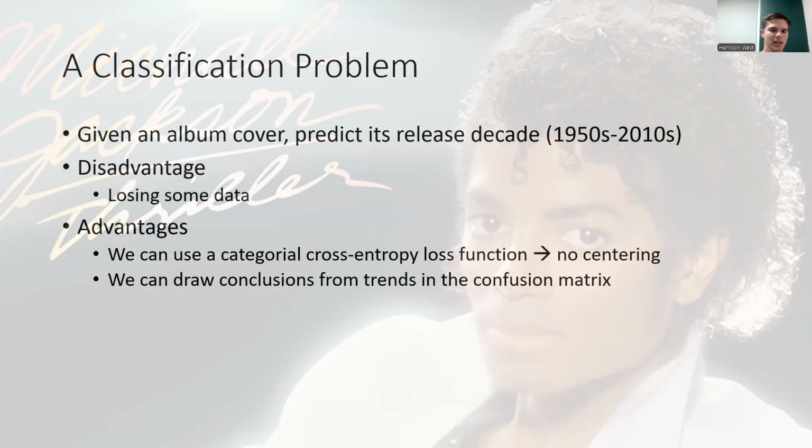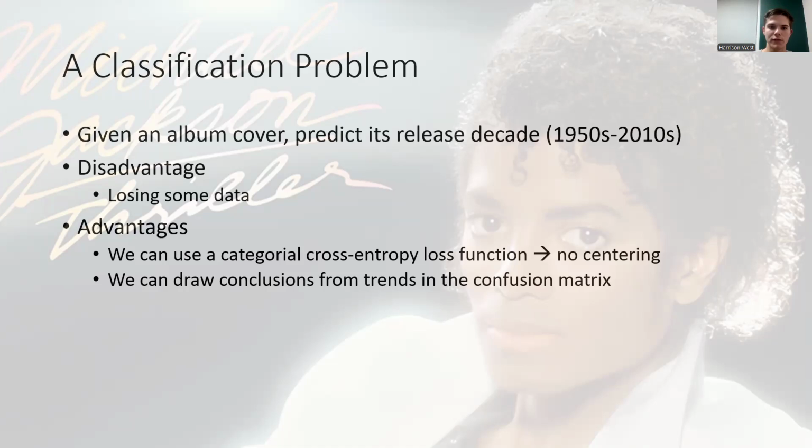But the advantages are that we can now use a categorical cross entropy loss function. And so we won't have any centering. We're okay saying, if it's actually from the 50s and we predict the 60s, we're okay with penalizing that the same as we penalize a guess of the 2010s. And that way we can actually draw conclusions from trends in the confusion matrix, right?